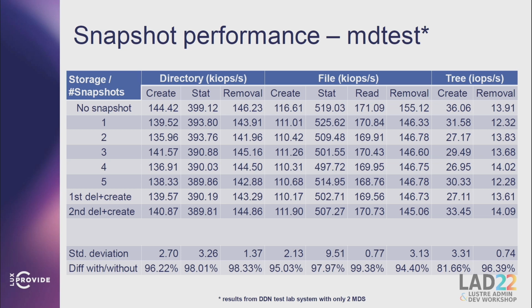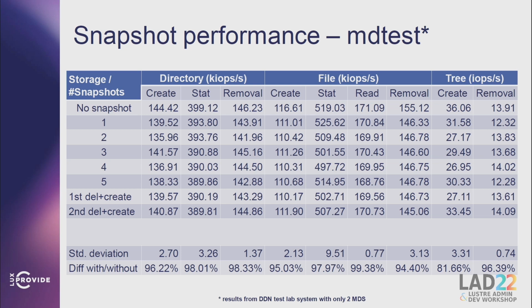You have to take into account that this actually was running on the 2.14 version of Lustre because of the ARM support, whereas on MeluXina we're actually running on the 2.12 version still. But on the test system from DDN, we could only use 2.14 for the clients. But on the server side, it was 2.12. So the standard deviation or the difference with and without snapshots is really not that great.